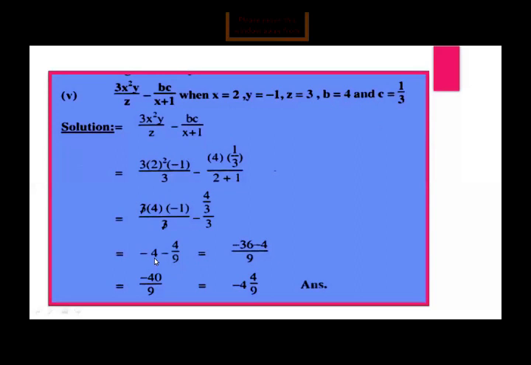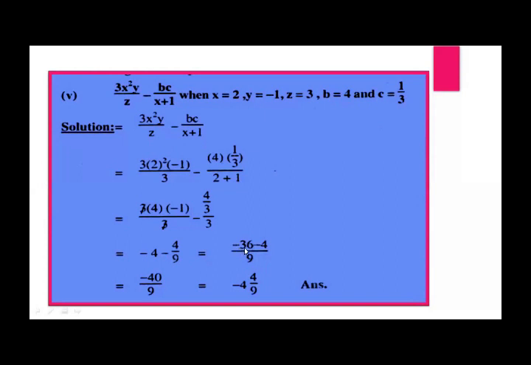Now, in this step, we have a whole number and a fraction, so we are going to find the LCM again. Its LCM will be 9. Now that LCM will multiply by the first fraction, that is minus 4. When we multiply it, we get the answer minus 36. And the LCM again multiplies by the second fraction, that is 4 upon 9. When we multiply that LCM by 4 upon 9, the answer is minus 4.